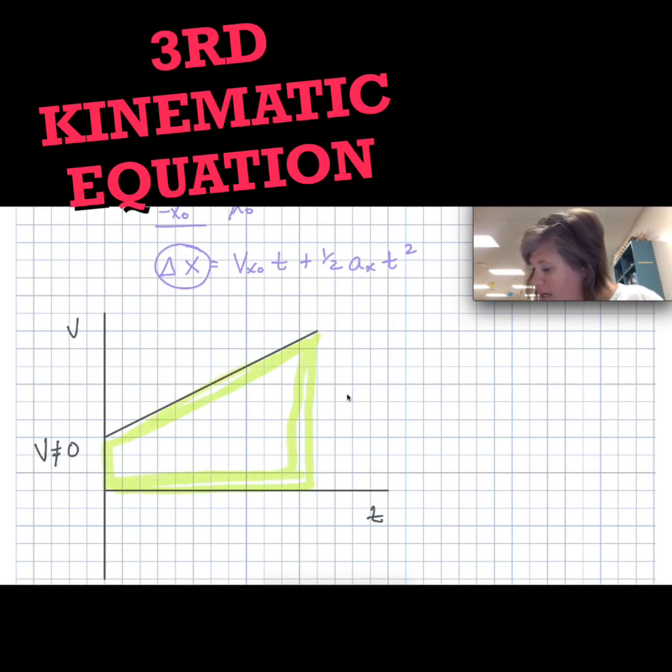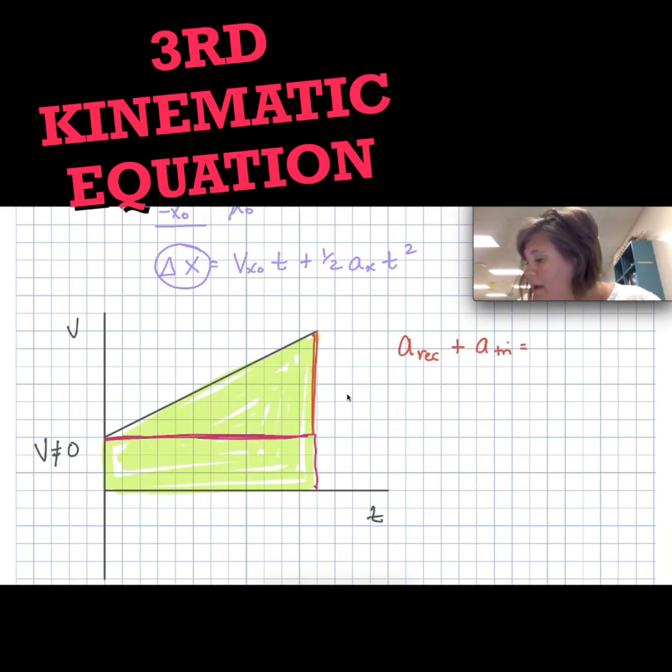The area represents the displacement, okay? Now, we could use the trapezoid formula, or we could do it this way. We could break this down into the rectangle part, so this would be the rectangle part, and the triangle part. And we know that the area of the rectangle part plus the area of the triangle part equals the total area, which is the displacement, the change in position, okay?